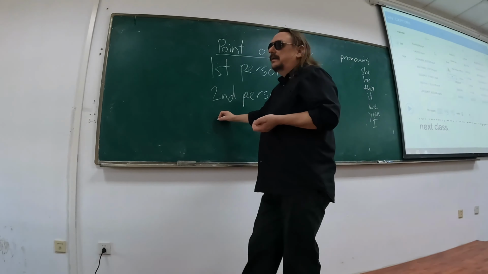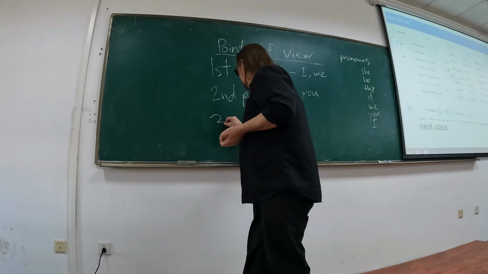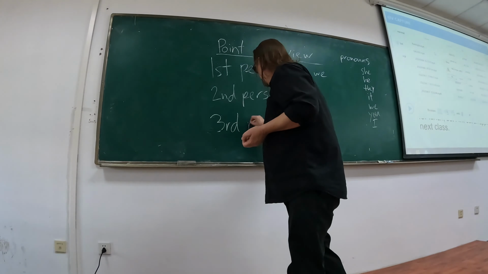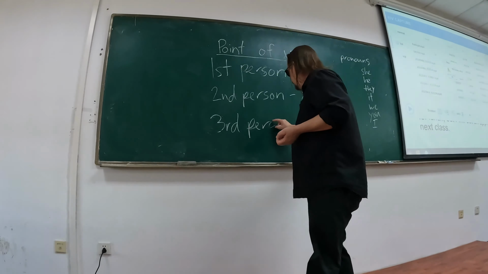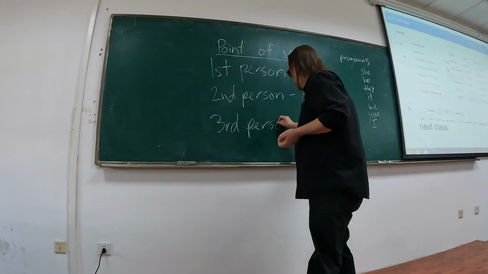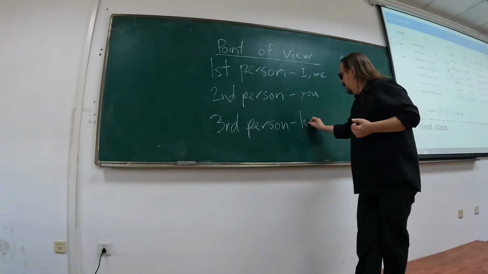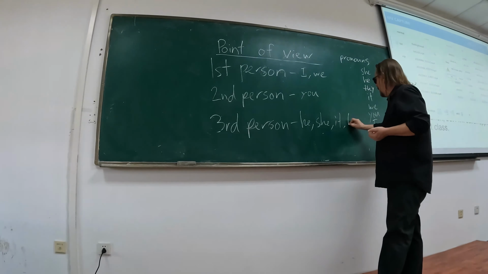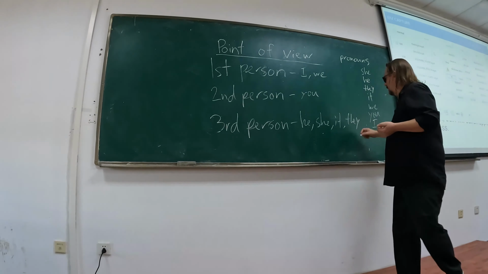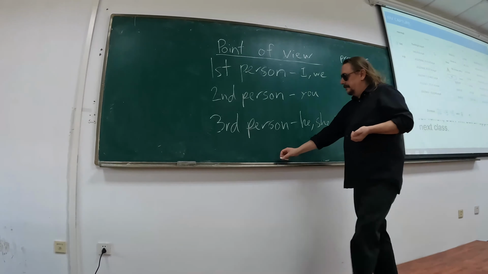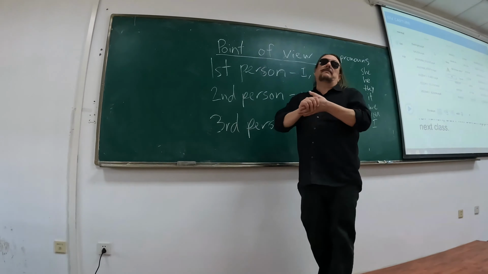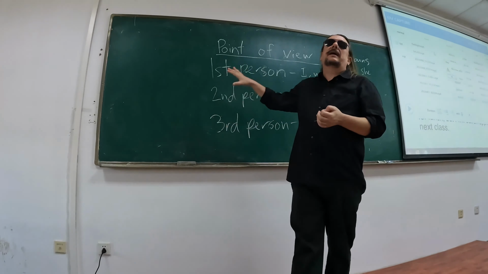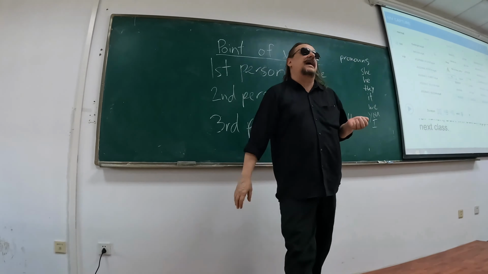Then we have what? Third person. So we have he, she, it, they. All right, so third person. There's more than one type of third person. I'll tell you briefly, but I have another lesson where I talk about that more.